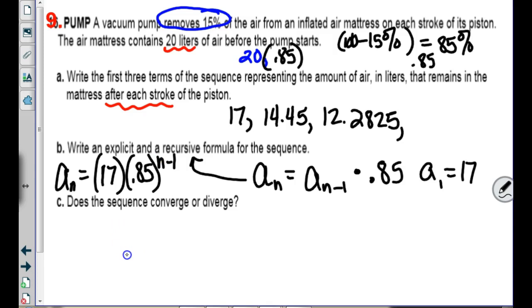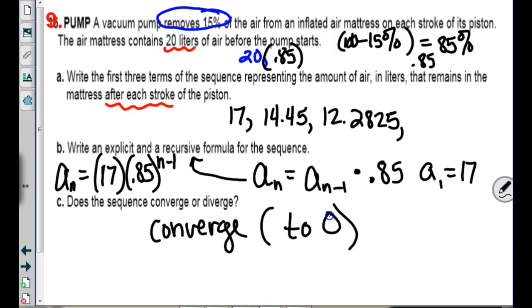Is this going to converge or diverge, guys? What's going to eventually be left in there? They're taking the air out. How many liters of air is going to be left? You're taking out 15%, out 15%, out 15%, out 15%. They're going to get down to 0, right? It's going to converge to 0.